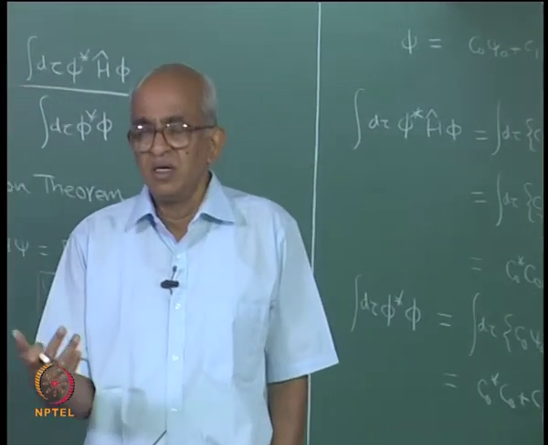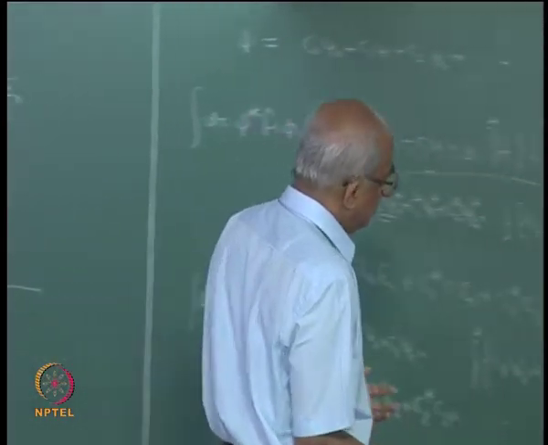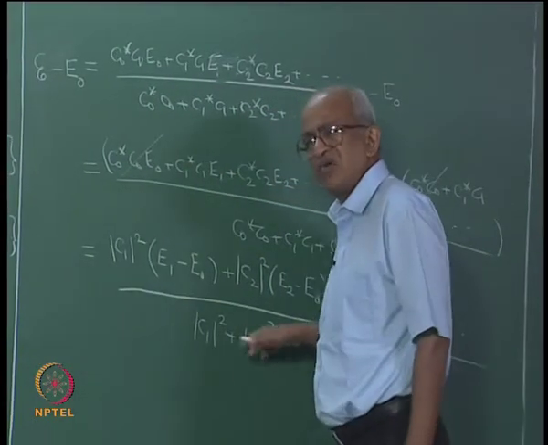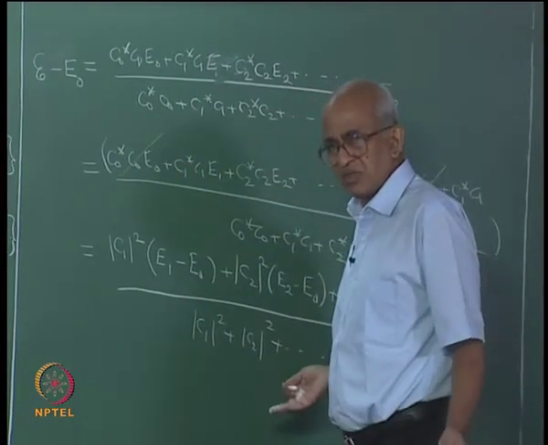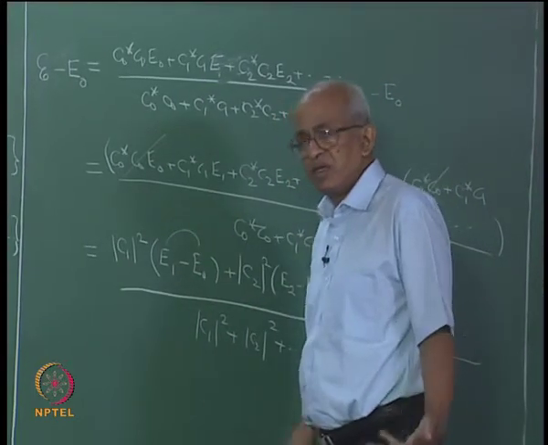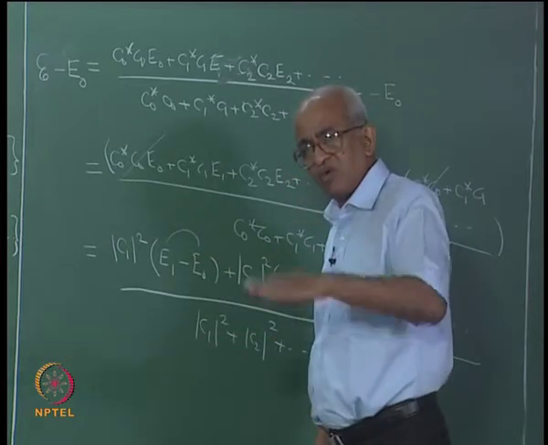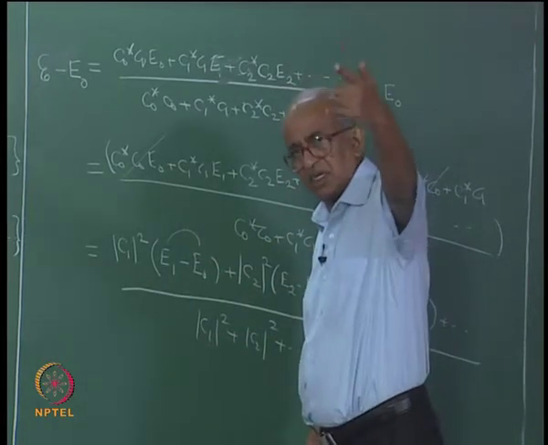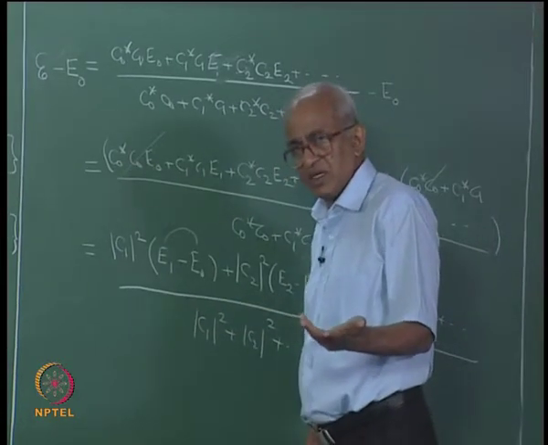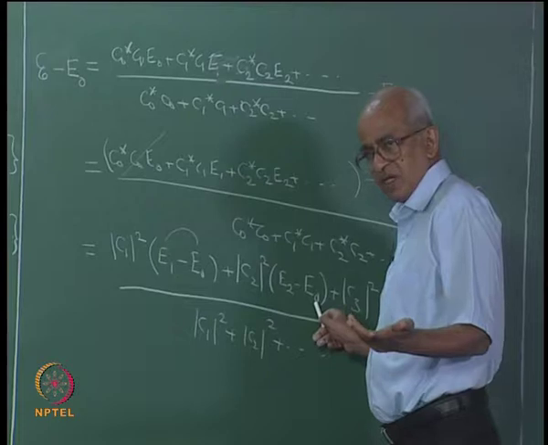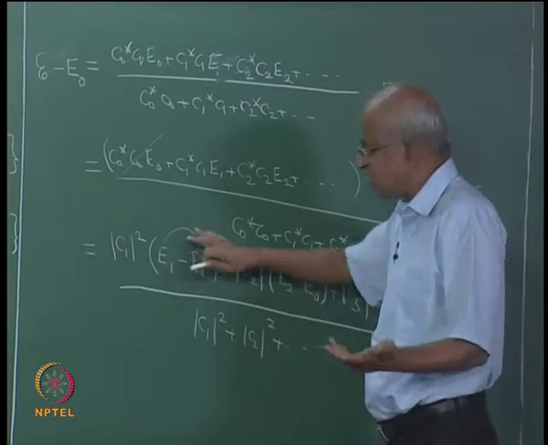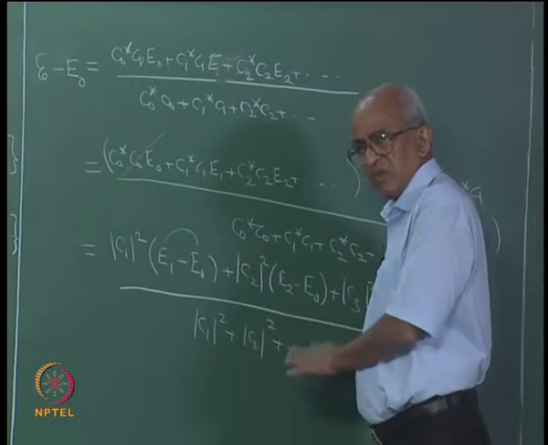Fine. Now, if you look at this, you see these numbers: magnitude of C1 square, magnitude of C2 square. They are all positive, absolutely no doubt, magnitude square. What about E1 minus E0? E0 is the energy of the lowest possible state, E1 is the energy of the next possible state. So, E1 minus E0 has to be positive, there is no other way. E2 minus E0 again positive, E3 minus E0. So, therefore, you realize that all the terms on this side are positive.